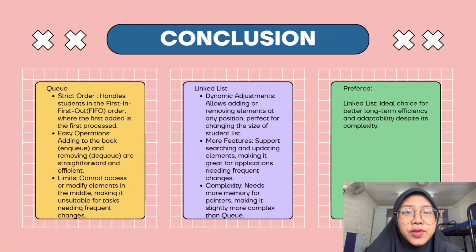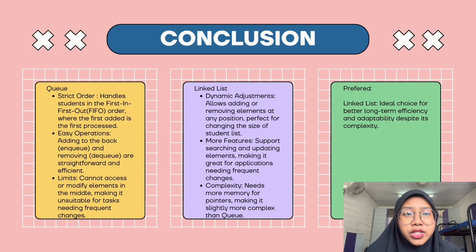The last one is the conclusion. Choosing the best data structure largely depends on the complexity of the application and the operational needs. Queue is a great choice if the requirement is to manage students in strict order, handling students in first in, first out order, where the first added is the first to be processed. Operations such as adding to the back of the queue and removing from the front are straightforward and efficient.